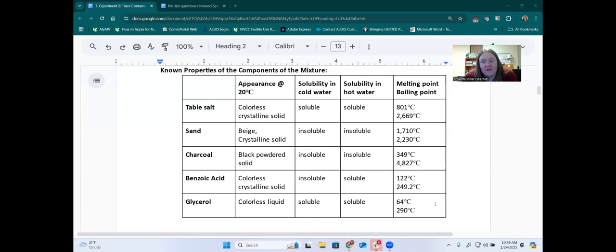But we are going to do a melting point of our final crystals once they're dry. And that'll help us to identify which of these materials we have isolated.